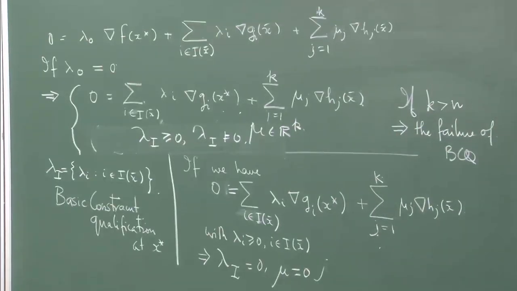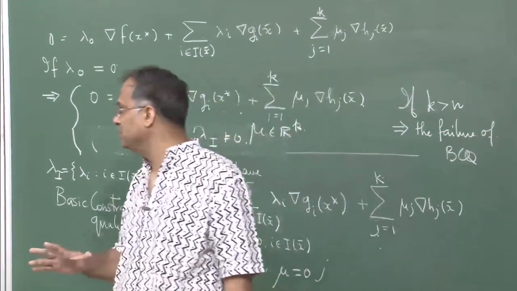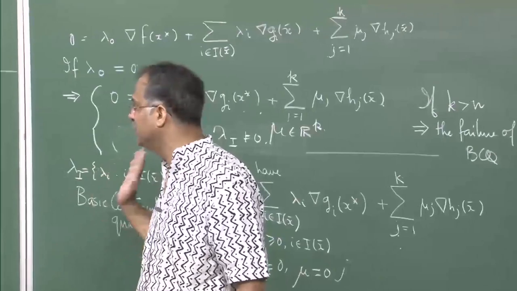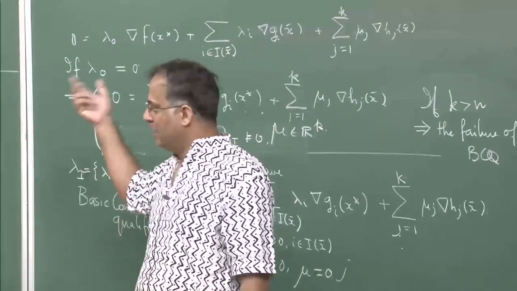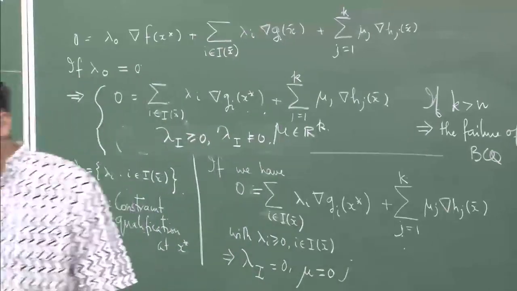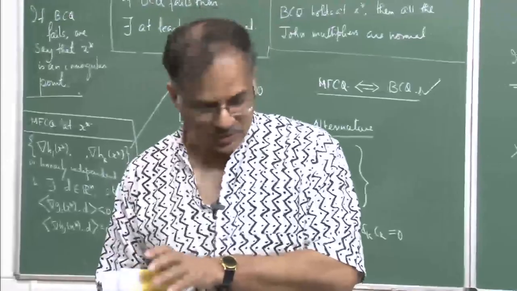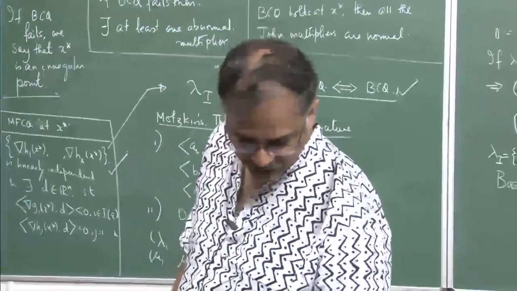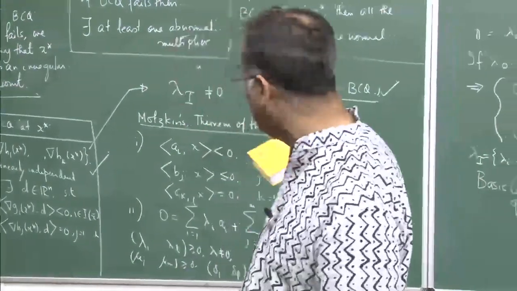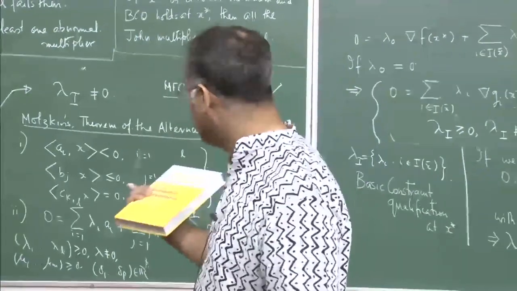And that would end the talk here today. In the next class we will prove that for every linear programming problem, which is for us a very important class of problems, the multipliers would always be normal, it can never be abnormal. And then we will go on to the study of quasi-Newton methods using the knowledge of constrained optimization that we have got today.